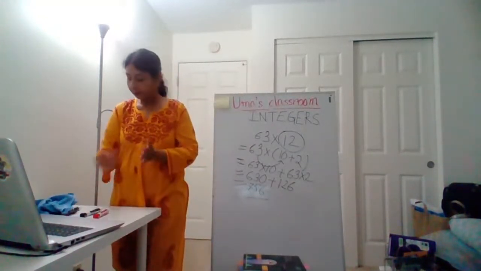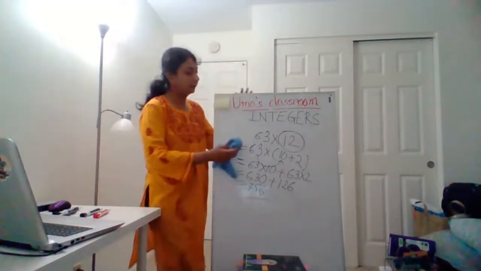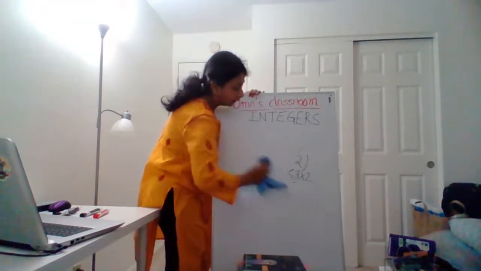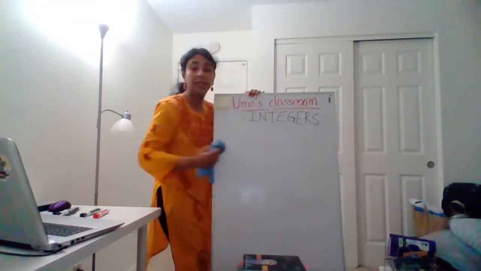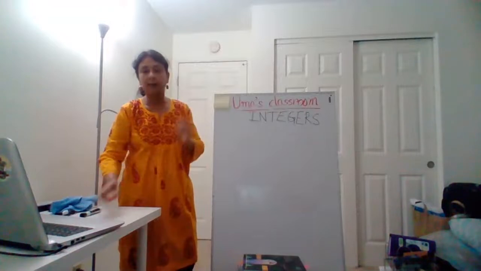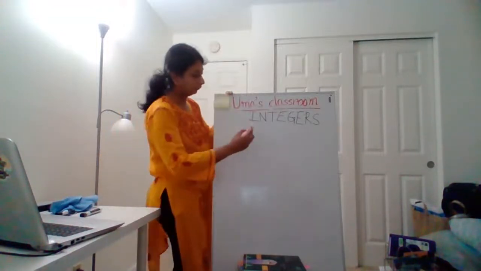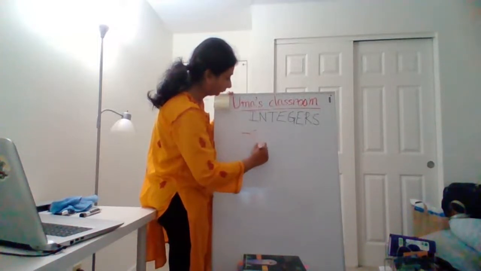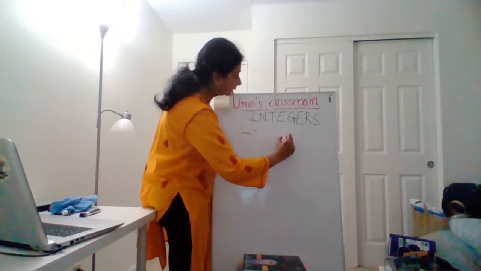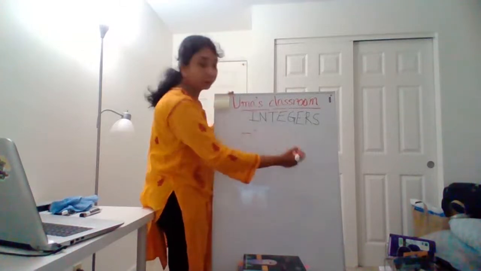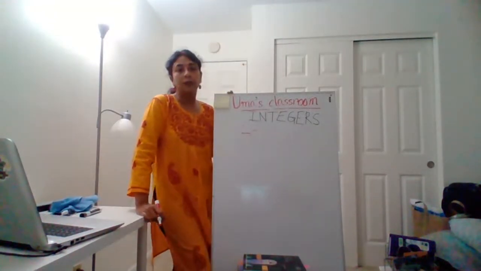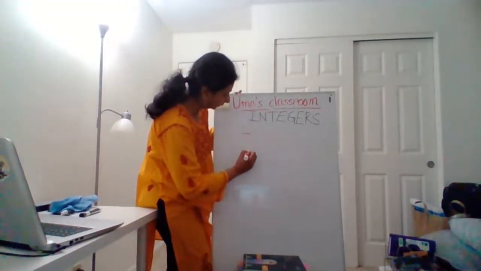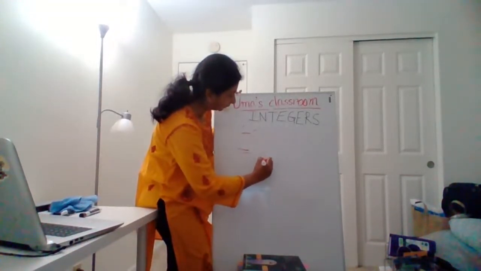For multiplication and division, I'm coming to another point. Suppose I'm multiplying an even number of negative integers, for example, negative 2 times negative 2. So 2 times I'm multiplying. When I'm multiplying an even number of negative integers, the result is going to be positive.